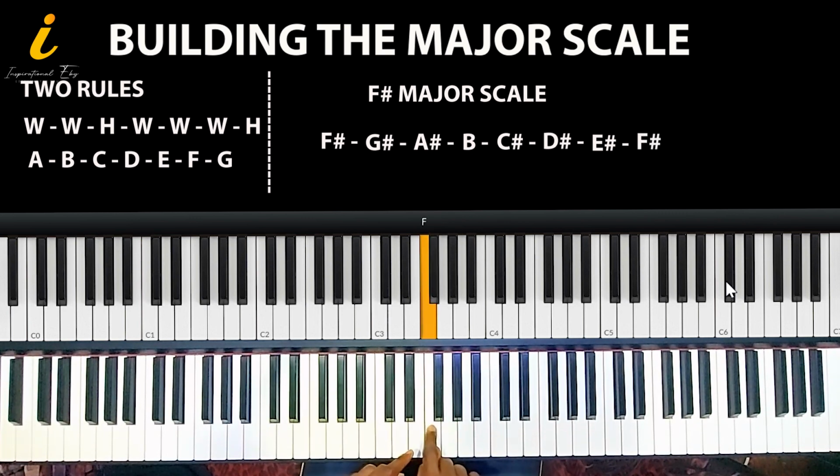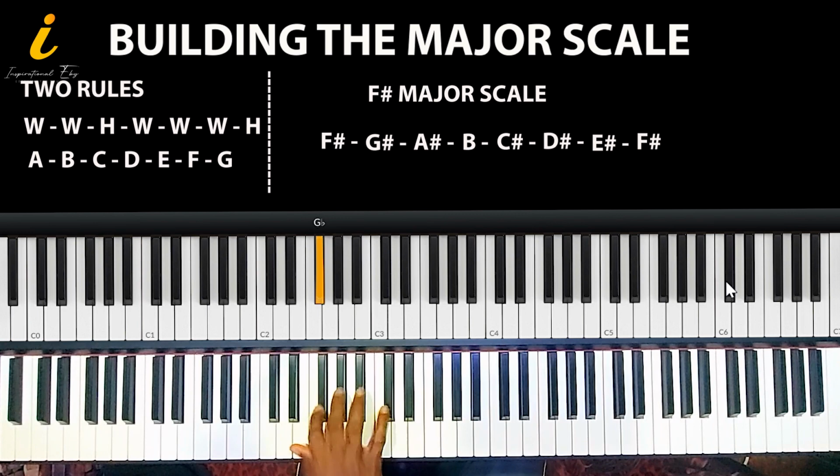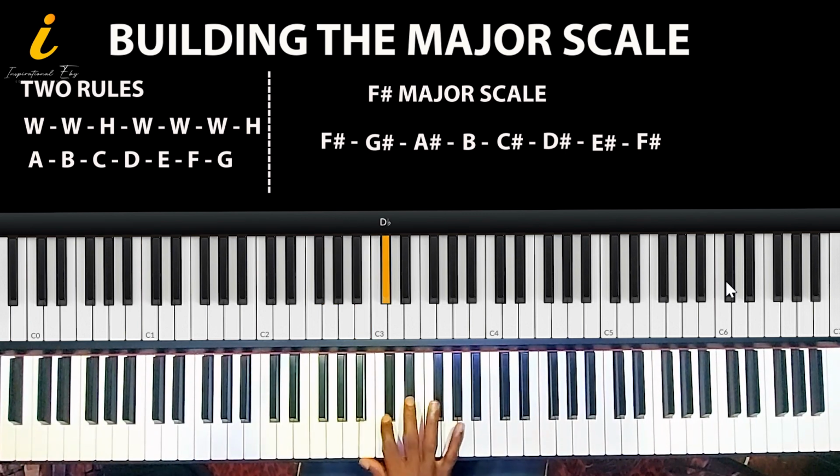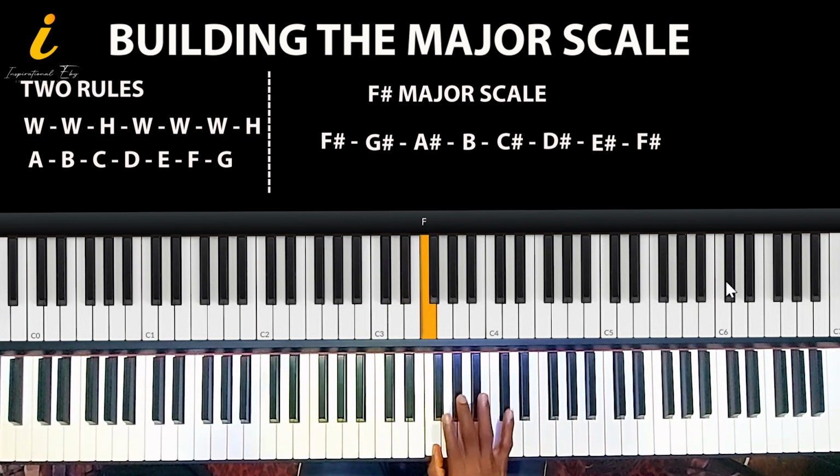So this is actually where most people get it wrong. In the key of F sharp, there is no F. So if you're spelling out the notes in the key of F sharp and you call an F, you're wrong. What we have here is what? E sharp. Right? So F sharp, G sharp, A sharp, B, C sharp, D sharp, E sharp, F sharp.